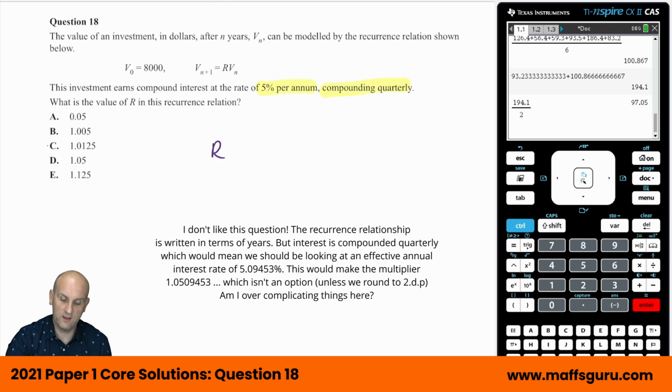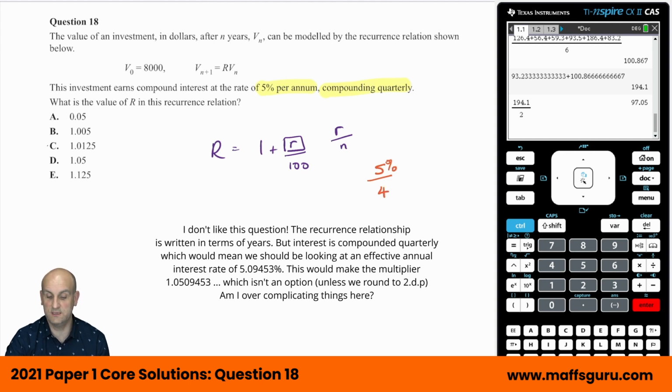Well, if you remember, R is equal to 1 plus R over 100, where this rate here is my interest rate. Well, in this situation, it's R divided by the number of compounds, so R divided by N. So for me to be able to work this out, I'm going to do 5% per annum. I'm going to divide it by 4, because that's going to give me my quarterly, because that's what it wants.